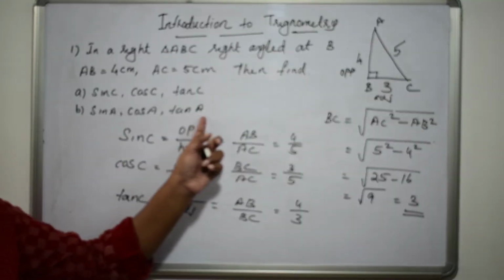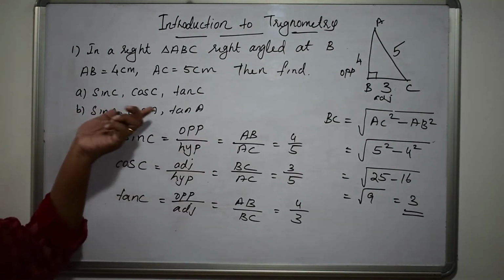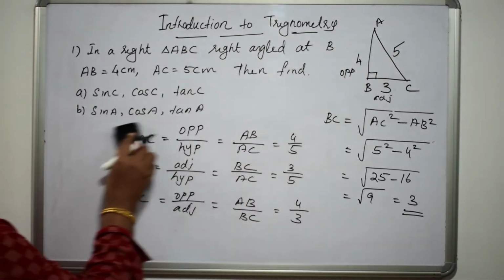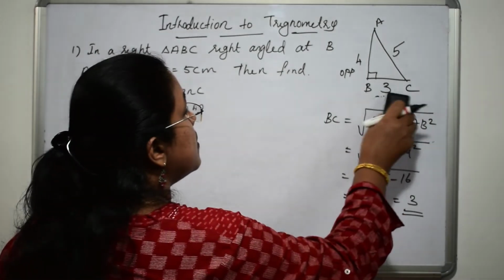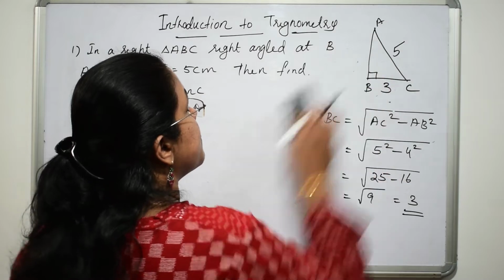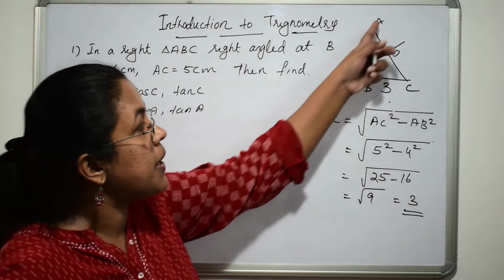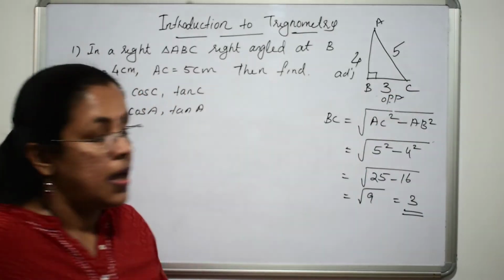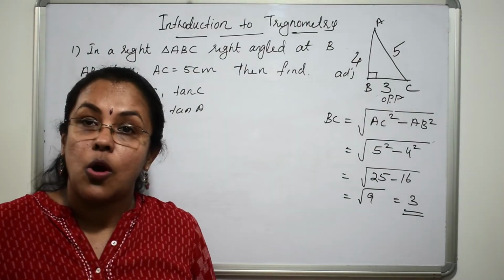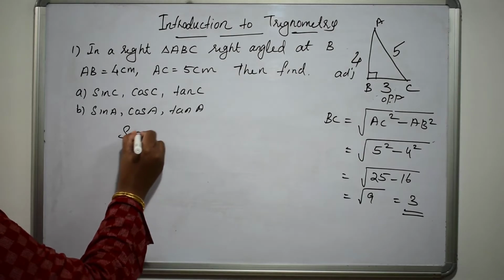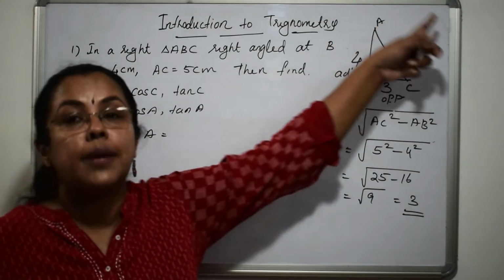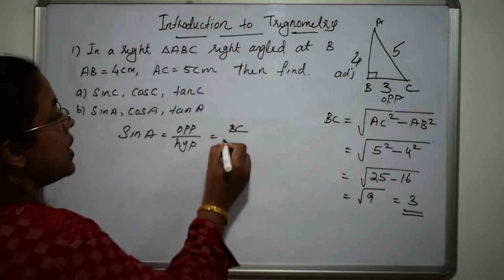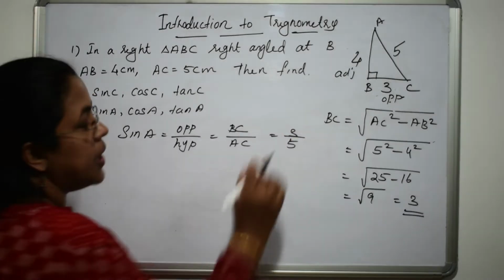Now we have to calculate the other three trigonometric ratios, sin A, cos A, tan A. That means trigonometric ratios with respect to A. With respect to A, AB is the adjacent side and BC is the opposite side. What is the meaning of sine? Sine means ratio of opposite side by hypotenuse. What is opposite side here? BC. Hypotenuse is AC. So the answer is 3 upon 5.